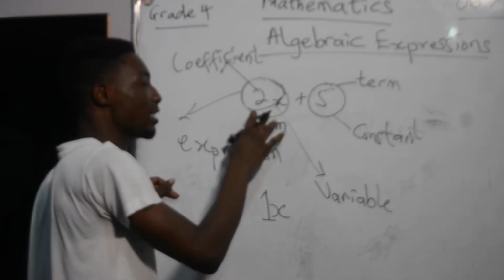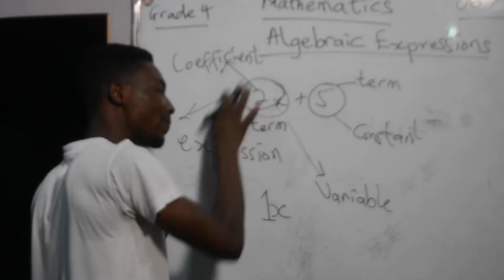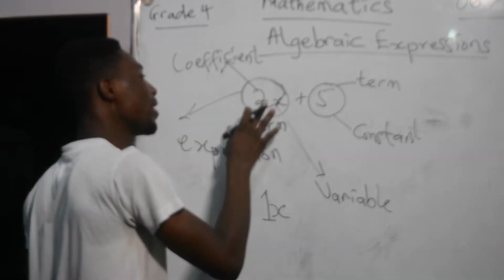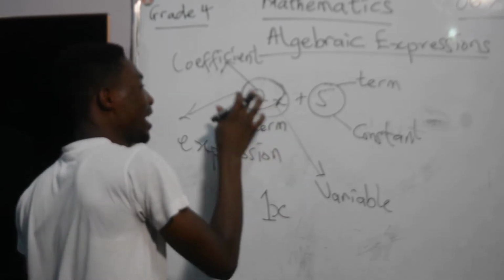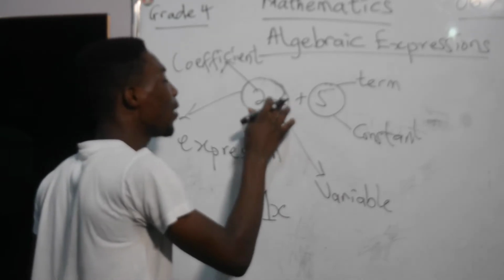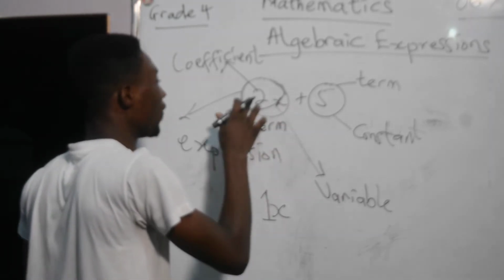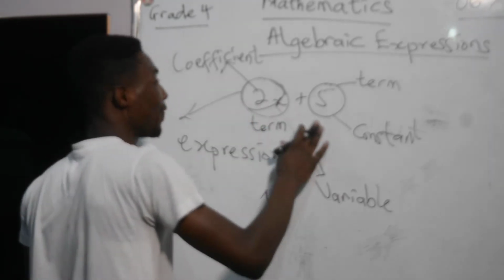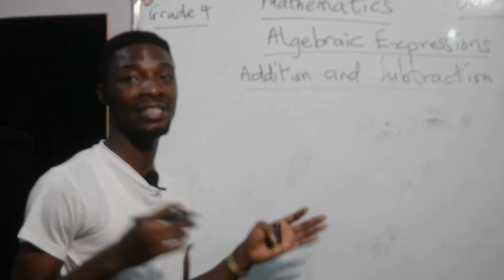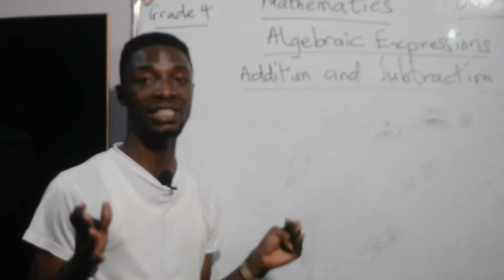So in this expression, the number 2 is the coefficient of the variable x, and the variable x is the variable of the coefficient 2, and 5 is constant. Guys, it is very, very simple to deal with addition and subtraction of algebraic expressions.